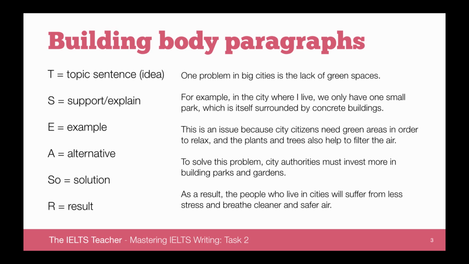Now, the first sentence is always going to be a topic sentence. This will contain your general idea for the paragraph. It's very important that this sentence is nice, clear, concise, not too long, and very clearly shows what you're going to be talking about in the paragraph. You can see this here. One problem in big cities is the lack of green spaces, in a problem and solution essay. Very, very clear.